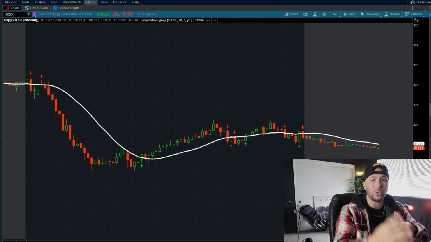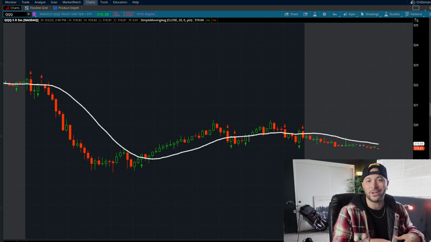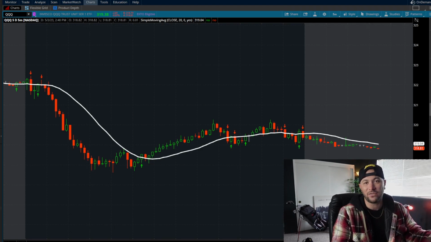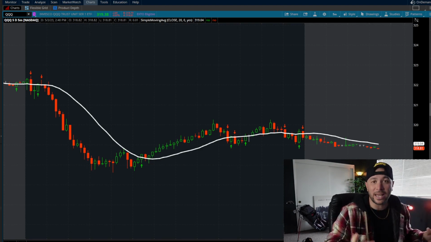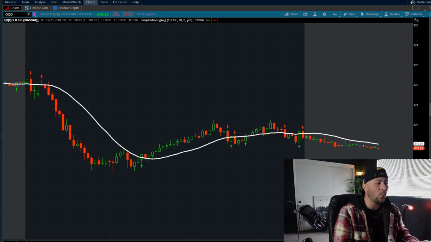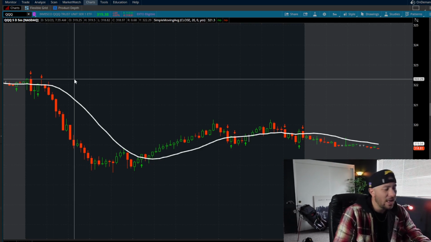You don't have to weed through all sorts of indicators or look at the RSI or what the VWAP is doing. None of that matters. All we have is the 20 SMA on our chart. What I'm using is thinkorswim. So this is the thinkorswim platform here.